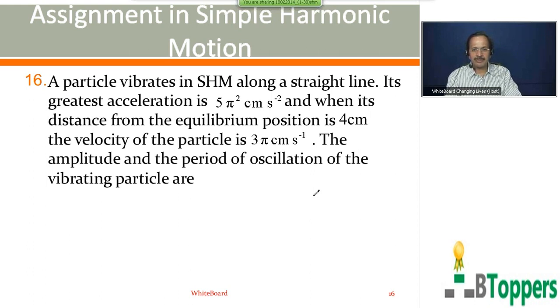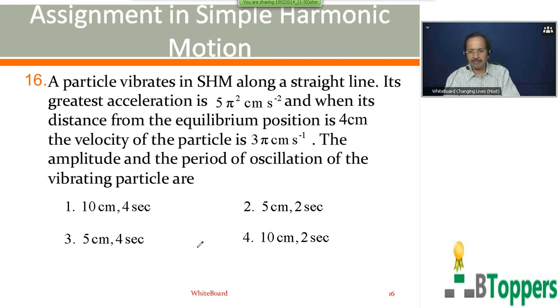A particle vibrates in simple harmonic motion along a straight line. Its greatest acceleration is 5 pi square centimeter per second square, and when its distance from the equilibrium position is 4 centimeter, the velocity of the particle is 3 pi centimeter per second. The amplitude and period of oscillation of the vibrating particle are. Come on, take a pause and try the question.